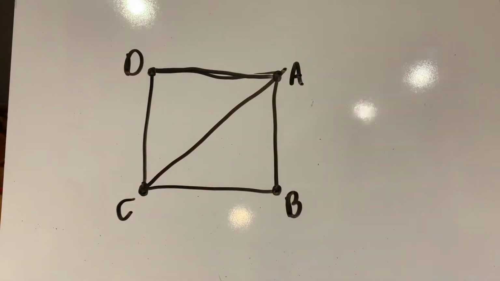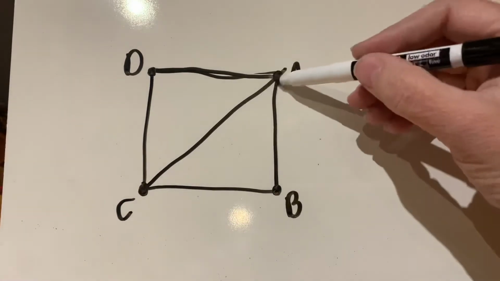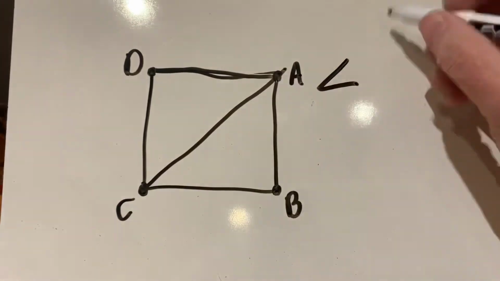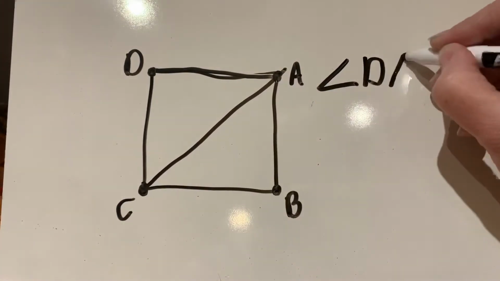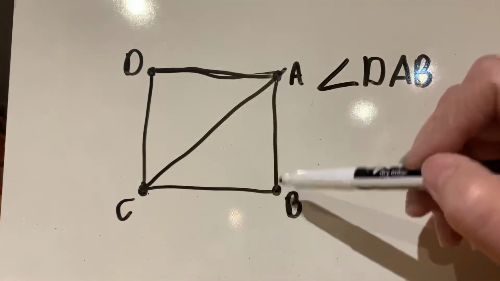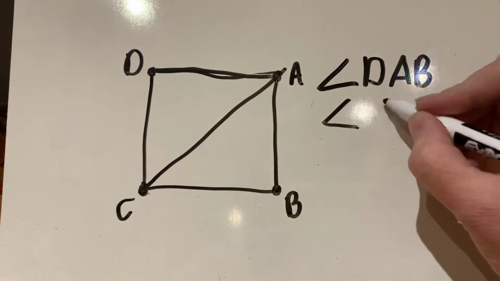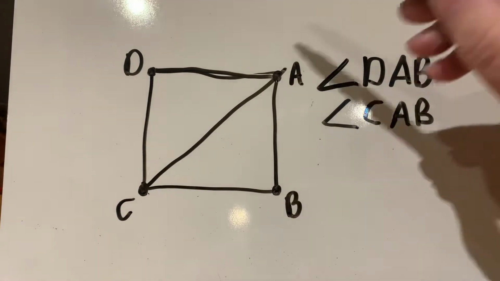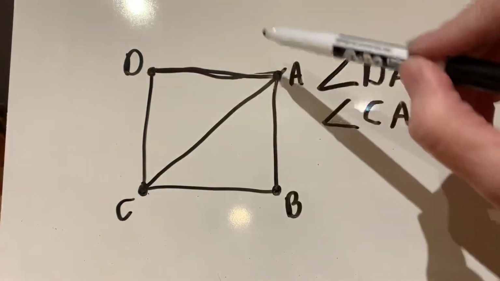Now looking at this, giving one letter would not distinguish an angle. But we can look at this, and I could tell you to name 3 angles that have their vertex at point A. So here's point A. We could have angle DAB, and we would write it like this. We also have angle CAB. And our third angle with a vertex at A would be DAC.